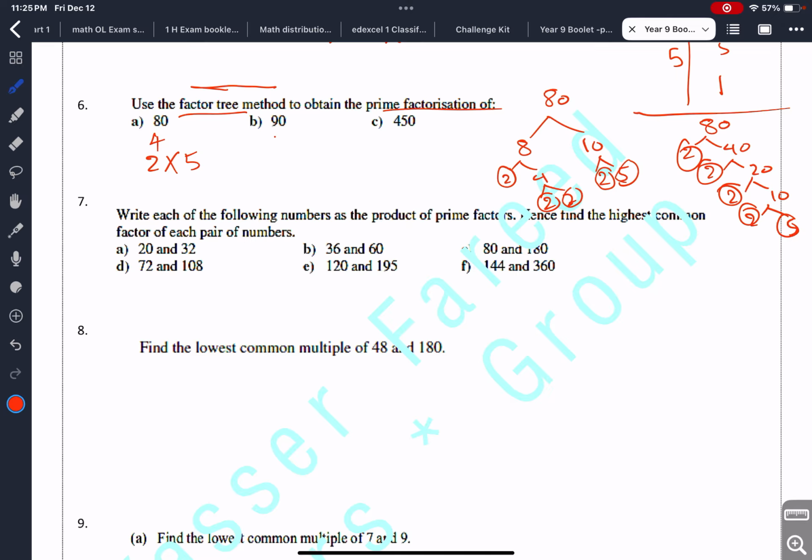And so on the 90 and 450, we're gonna do it the same way, no problem. Write each of the following numbers as a product of the prime factors. Again, we're gonna do the prime factors and then find the highest common factor for each pair. This is the most important for me.